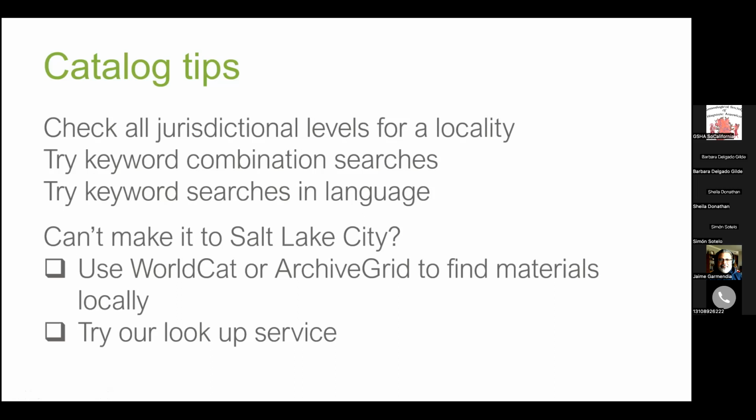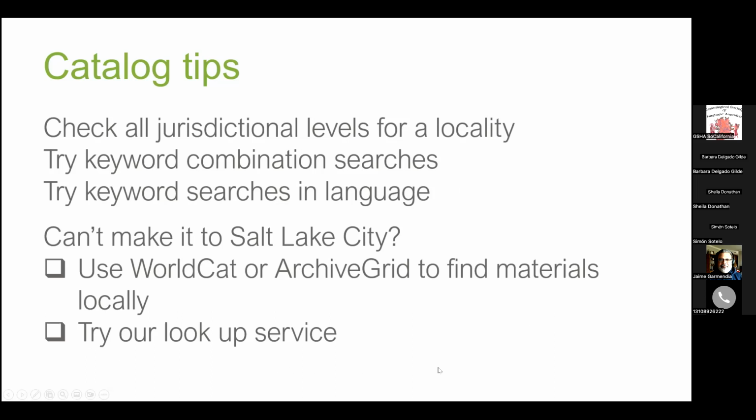Try keyword combination searches. That can be a very powerful way to search the catalog. And when you're looking specifically, for example, in Mexico or other Spanish-speaking countries, do your keyword searches in language. For instance, registros militares and then Mexico. So Mexico military records, and I'll show you how to do that. And then if you can't make it to Salt Lake City to access some of our books and our collections that we don't send out, you can use WorldCat or ArchiveGrid to find materials that might be available locally.